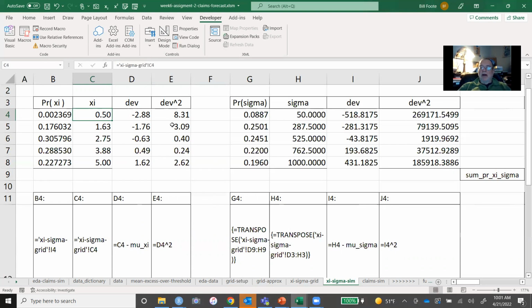And that'll be the sigma of it. And we add those up and take the square root of all of that sum product, and we get the standard deviation of C. Do exactly the same thing with sigma. Calculate this product, add to it this product, add to it this product, and so on to get the expected sigma. Find the deviations from the expected sigma, and then go ahead and calculate the squared deviations.